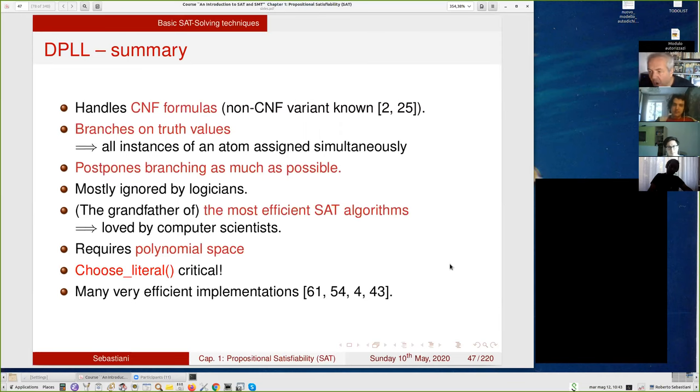DPLL branches on the truth values of the atoms occurring in the formula. So pick one atom and say, okay, let's try this atom to be true, and if not, let's try it to be false. And you assign simultaneously all instances of that atom. So if you have n instances of that atom occurring, you assign all those instances at once, and this is done by unit propagation. And another important fact, which is typical of the search algorithm, that you postpone.